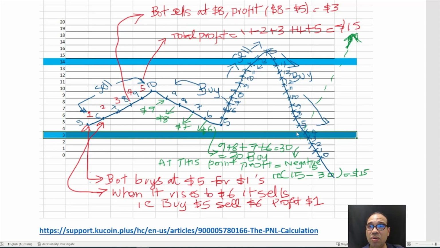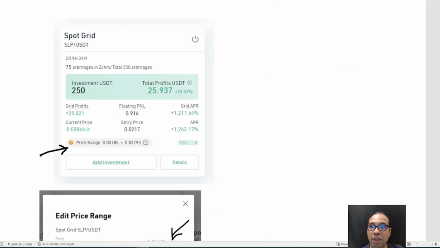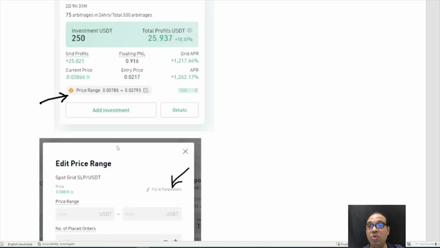I just handwritten across how it actually works. Also on KuCoin there are some examples given, which you can also have a look at. The first indicator is it will be highlighted in yellow. That means it is out of range here. You can see the current price is 0.03, but the range is 0.02. Now it needs something to be done. So now your bot is probably having a snooze, not doing much here because it's out of range. So this is the time when you go and edit the price range.